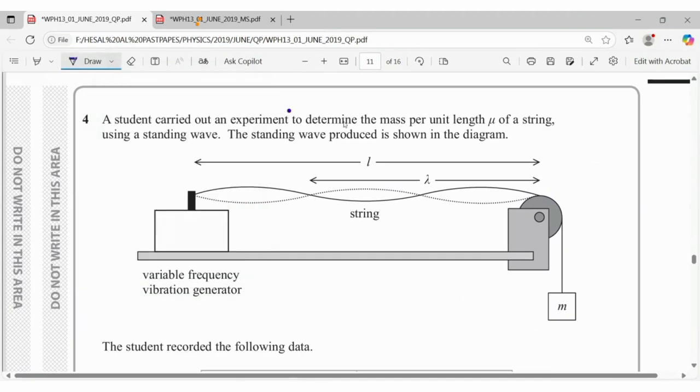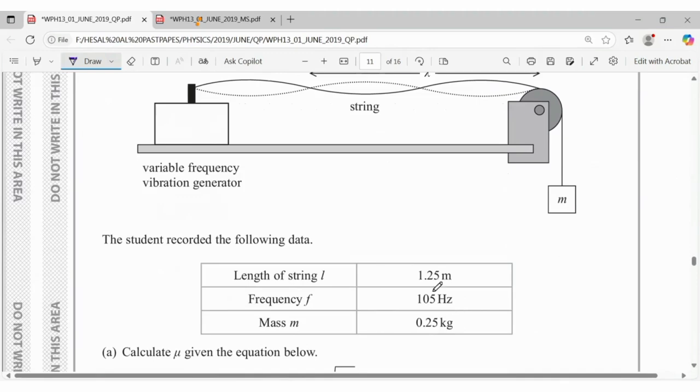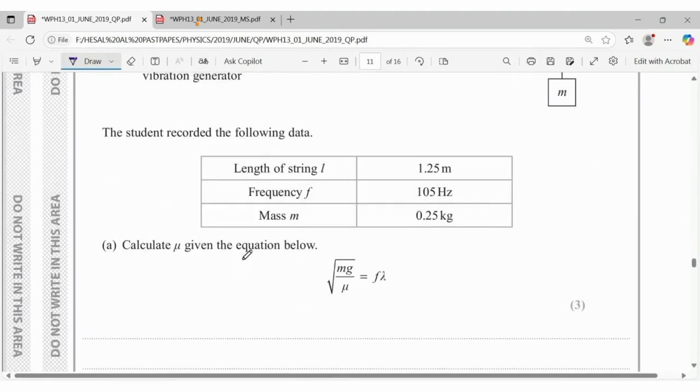The student carried out an experiment to determine the mass per unit length mu of a string using a standing wave. Stationary wave they are talking about. The standing wave produced is shown in the diagram. The student recorded the following data. Calculate mu. It is just substitution, but careful. Here, mass is given. It is in SI unit. No problem. We know g as 9.81.